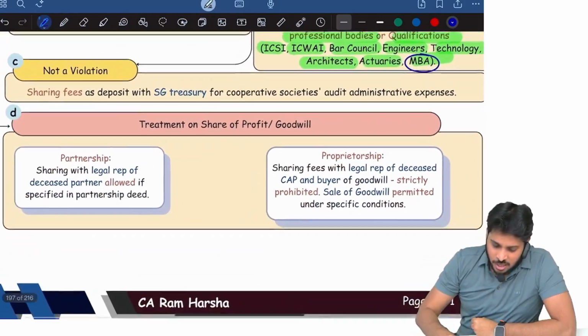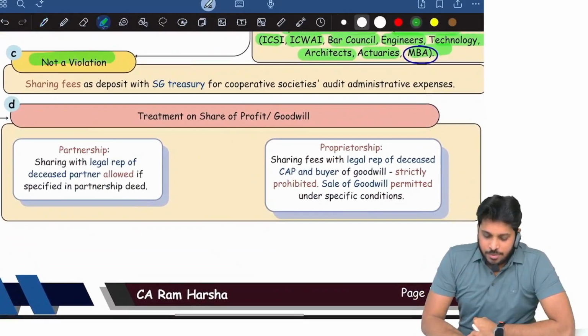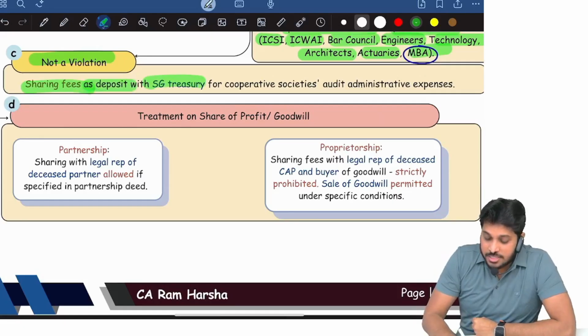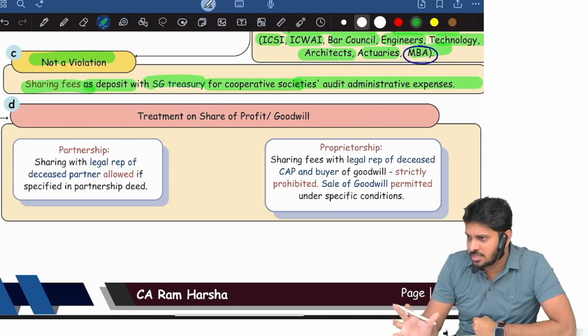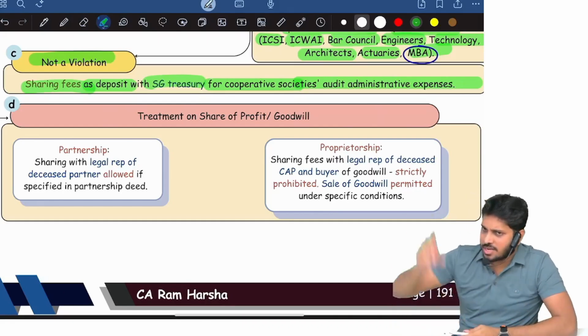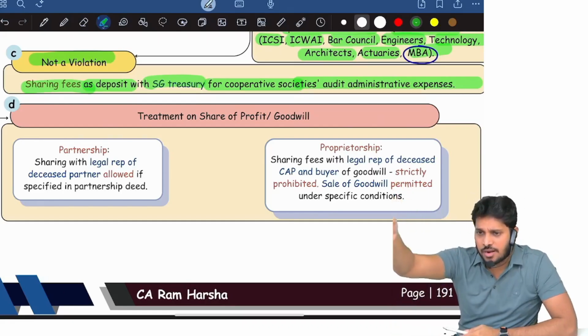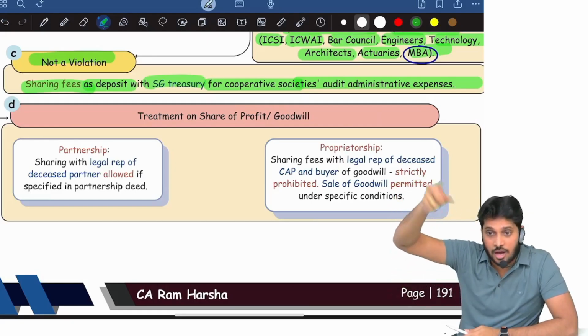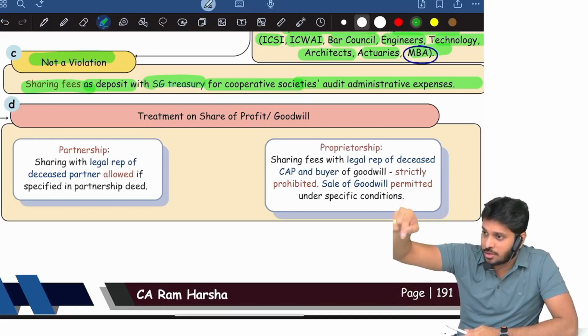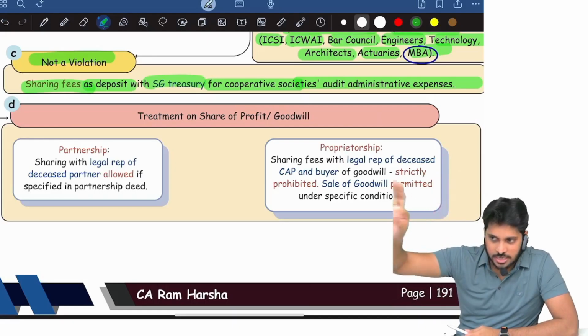Next, sharing. For example, if you are sharing fees as a deposit with the state government treasury for corporate societies audit, administrative expenses, it's a normal practice. Sometimes in governmental works, they ask 1% fees for administrative works. If you are sharing it as a custom or a law, that is enforceable, then you can share it, not an issue.